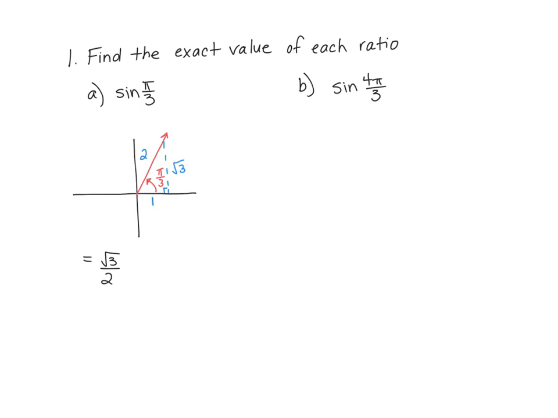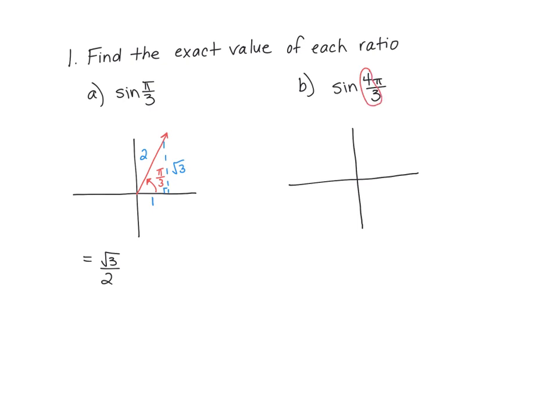So continuing on, let's do one more together, and then I'm going to give you one to try on your own. Sine 4 pi by 3. The nice part about using radians is if we look at this, we have 4 thirds.